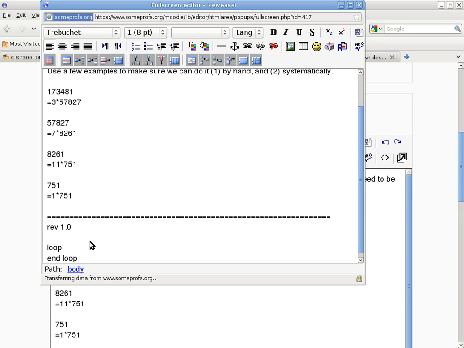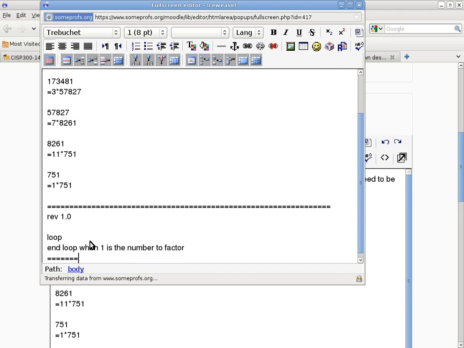Now, whenever you have some kind of a loop, you also need to know, is it supposed to be an infinite loop? No. This one does exit at some point. At some point, we are done. So when are we done with this loop here? When 1 becomes the number to factor, right? So we'll write exactly that: end loop when 1 is the number to factor. And I will call this revision 1 of my algorithm.